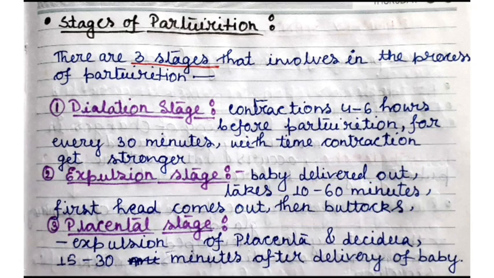And then the last and third stage is the placental stage. After the expulsion of the fetus, the placenta and decidua come out, and this stage takes about 15 to 30 minutes after the delivery of the baby. There is very little bleeding in the placental stage because the vessels of the uterus get constricted, so bleeding is not much, but in the placental stage the placenta and decidua are taken out.